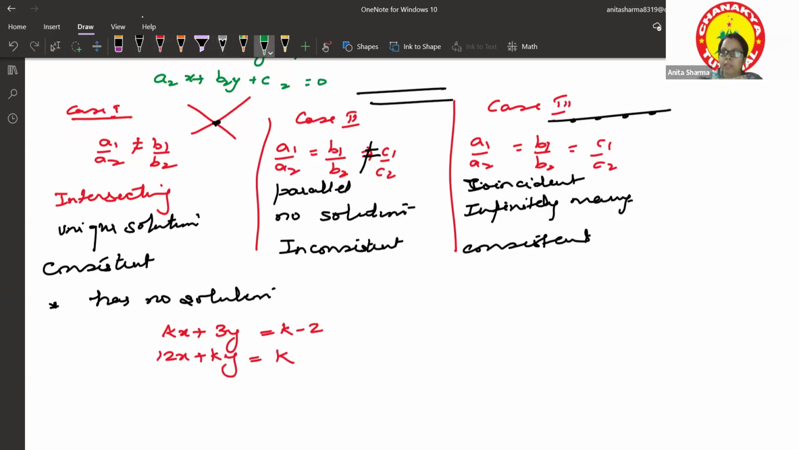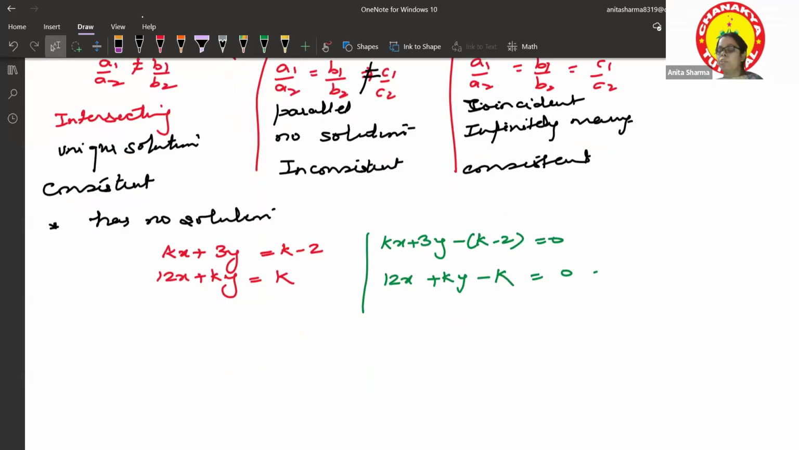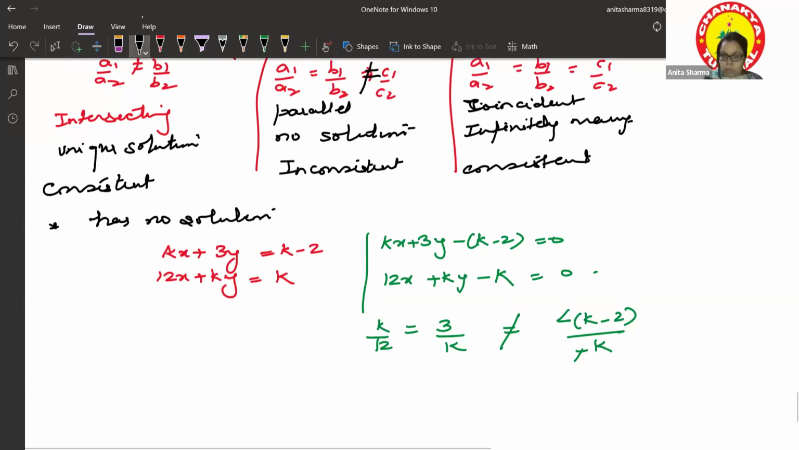First of all, you will write in standard form. So kx plus 3y minus (k minus 2) is equal to 0. And then the second will become 12x plus ky minus k is equal to 0. Right? Now, after that, you will write the values of a1, a2 and so on, but this type of question will come in MCQ only, so you can do it directly. k by 12 is equal to 3 by k, not equal to, for no solution, minus (k minus 2) upon minus k. Minus minus cancel, now solve it.